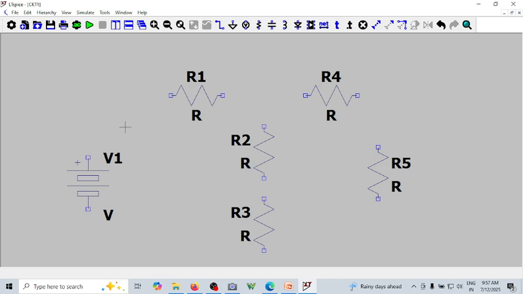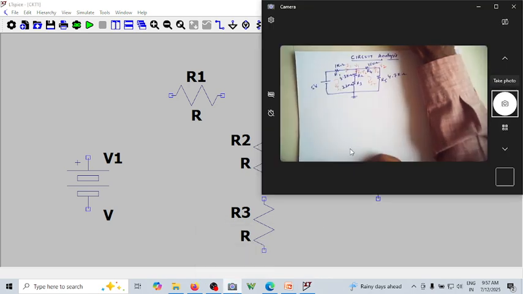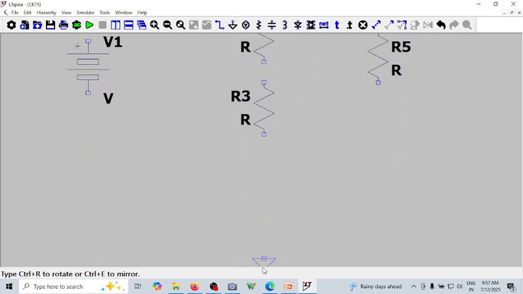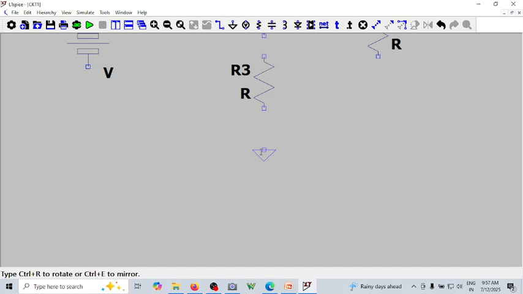Now I'm ready with all the components that are necessary. Of course you can see this is my circuit, and I have placed all the components here. Let me also place the ground here. So let me put a ground at the bottom somewhere here. Now, okay, you can press escape again.